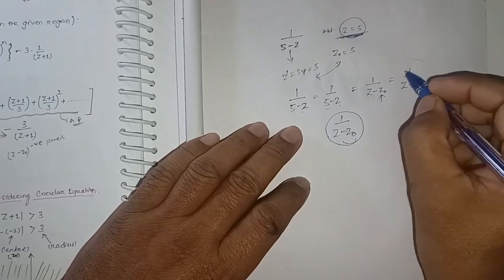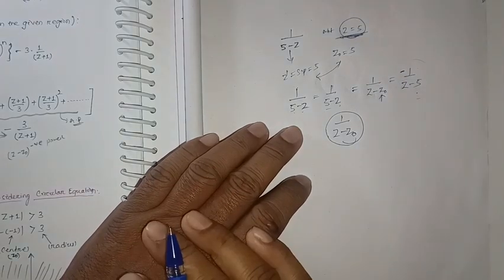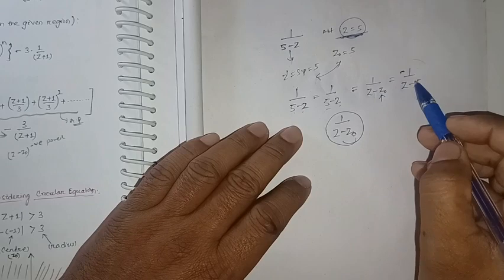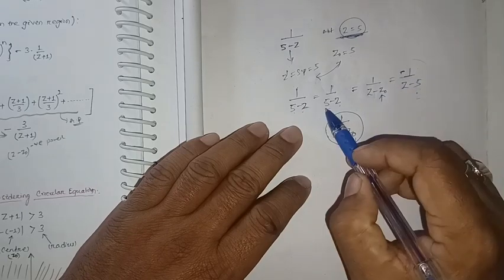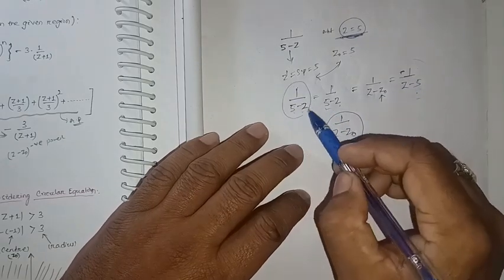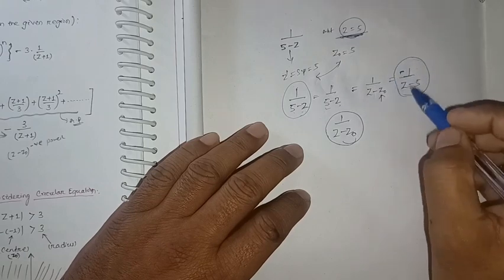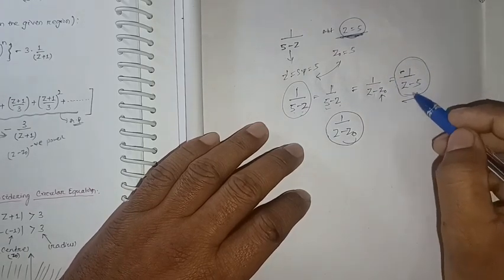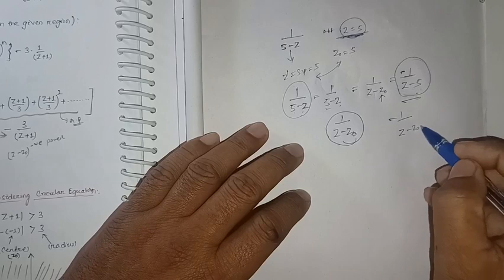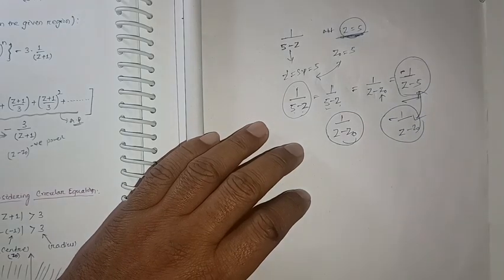For that, what do we have to do? We just have to multiply by -1. Here you see I multiplied by -1, which makes this 5 minus z. So the Laurent series of 1 by 5 minus z is nothing but minus of 1 by z minus 5, in this z minus z0 form. It has been automatically written, right?